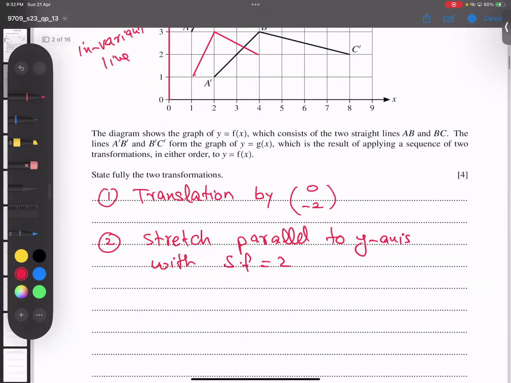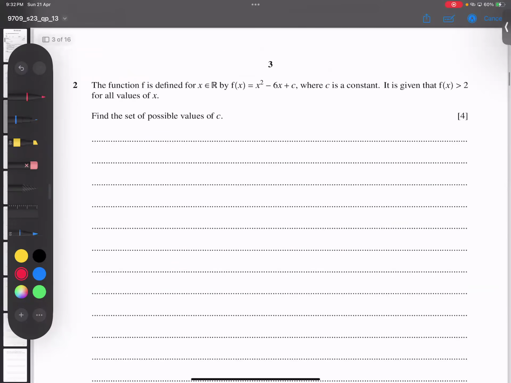And let's go for the next question. Next question we have here: function f is defined, the domain is given as the set of real numbers. So it means there is no restriction on the domain, x values from 0 onward or backward. We can take all numbers. The function is given here: f of x is x to the power 2 minus 6x plus c.